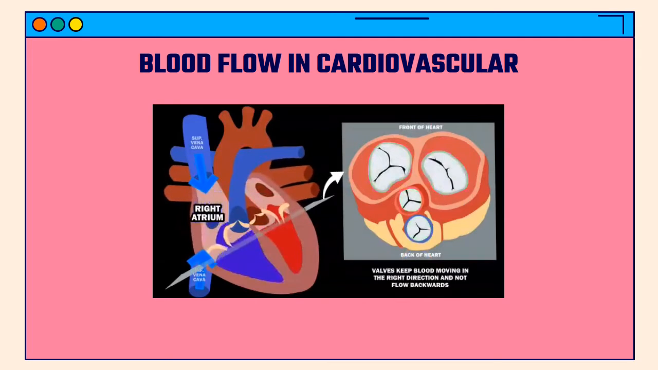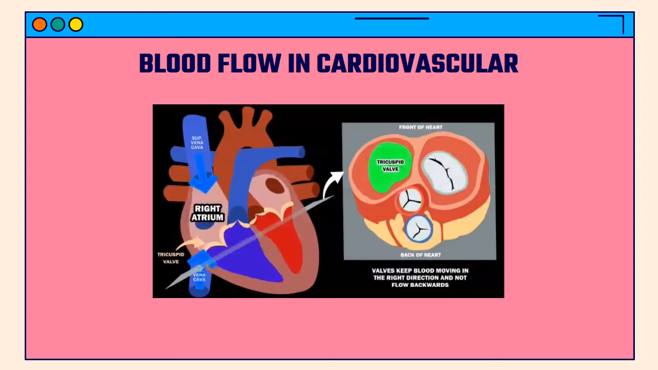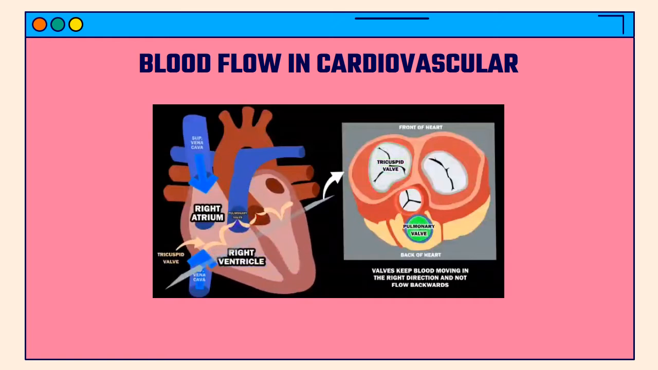Blood exits the right atrium through the tricuspid valve, so called because it has 3 flaps, and enters the right ventricle. The blood exits the right ventricle through the pulmonary valve and enters the pulmonary artery. Again, it is an artery because blood is flowing away from the heart, but it is blue because it lacks oxygen. The pulmonary artery then splits into the left and right pulmonary arteries, which go to each respective lung.